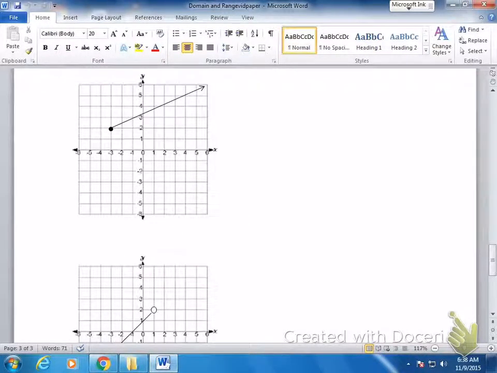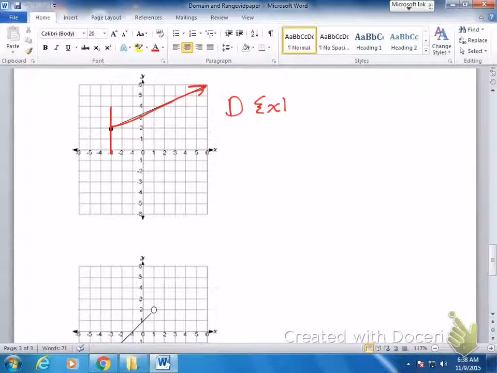Now these are a little bit different because if you look, the lines have arrows, okay? That means they go on forever in that direction. So let's talk about domain first. I'm going to say x such that again. But this time, I want to see how far left and right it goes. It only goes where I can see to the left. I can't tell how far right it goes because it goes on forever.